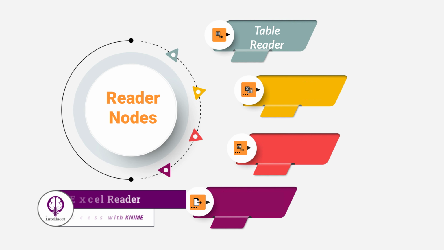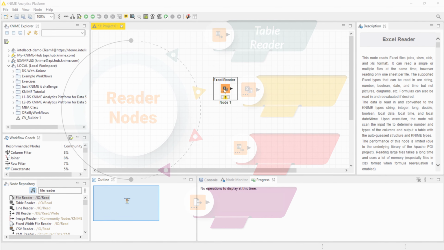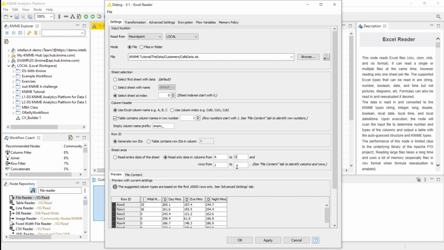Now, let's see how we can read spreadsheet files. Excel files can be read by Excel Reader node in KNIME. By default, the first sheet of the Excel file will be read by this node. However, you can select any other sheet to be read by specifying its name or index. In these parts you can state if the Excel file has header and row IDs. Sheet area gives you this opportunity to read the whole sheet or select specific columns and rows.